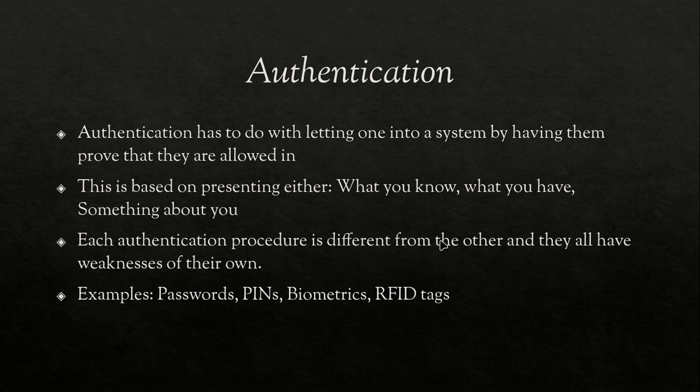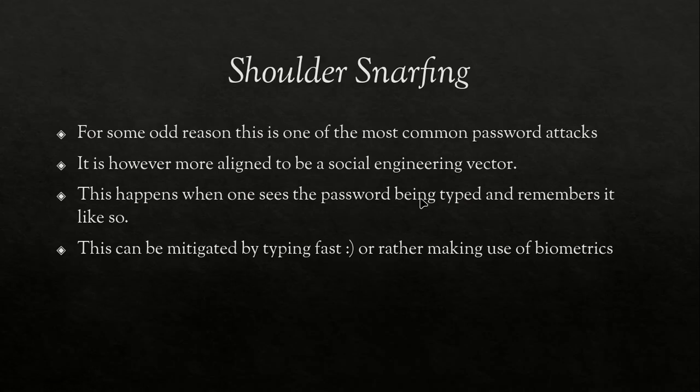But now we are in this case more focused on the what-you-know part of it, the passwords and PINs. The first type of password attack to note is shoulder surfing. The idea of shoulder surfing, for some odd reason, apparently is a password attack, and it is very common as well. It's more aligned to a social engineering vector. This is just to say that it's more attacking the person rather than technical. What happens here is a person just looks as you type the password and then remembers it. And then before you know it, once they gain access to the phone, they can log in because they know the password. And many people can just say type faster.